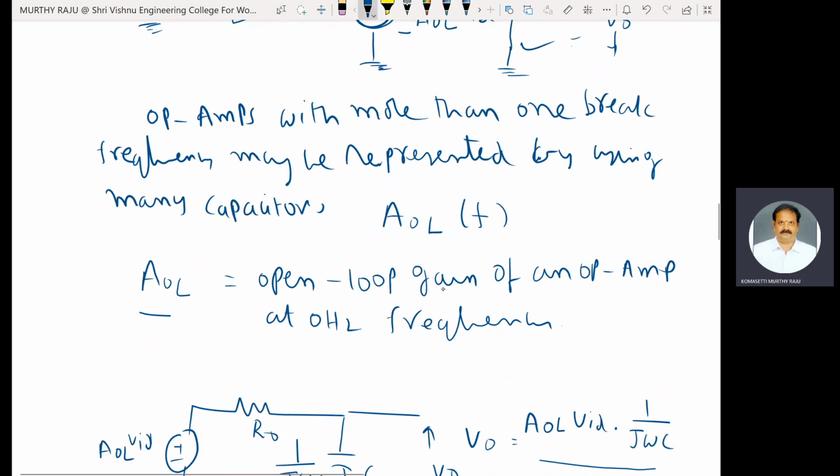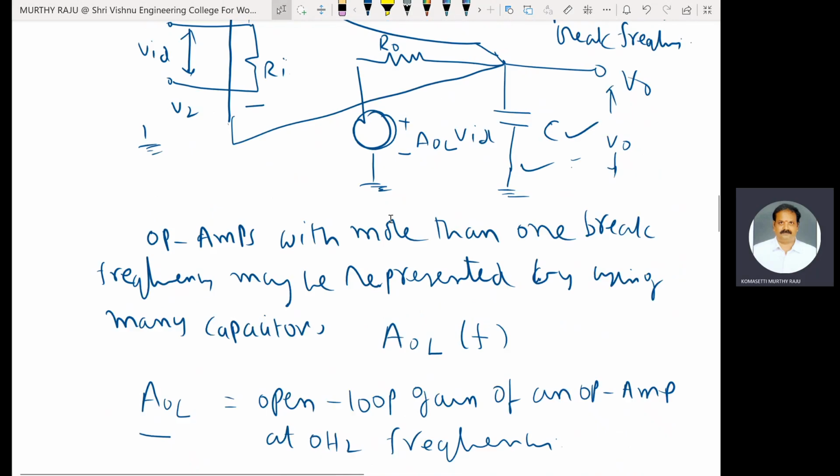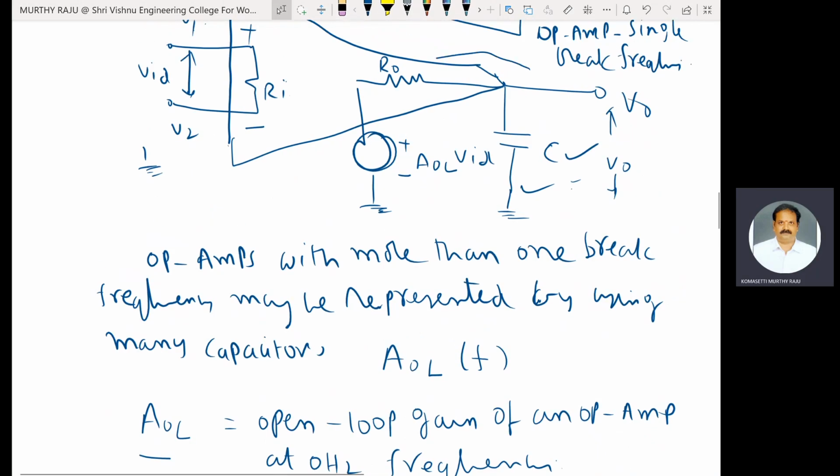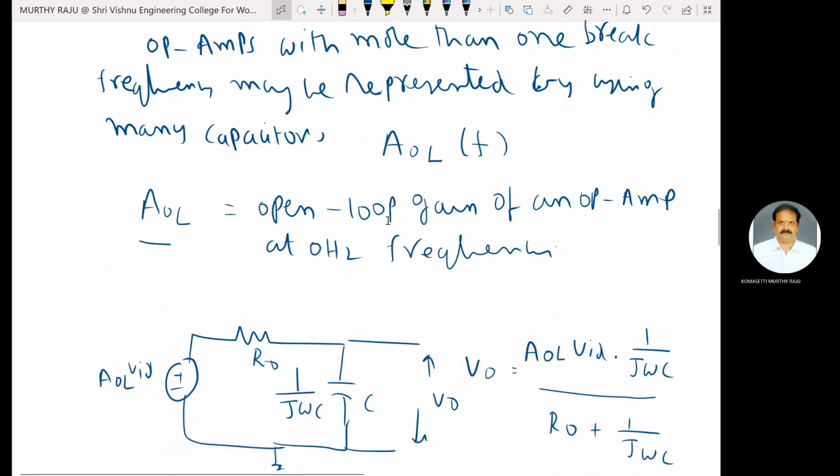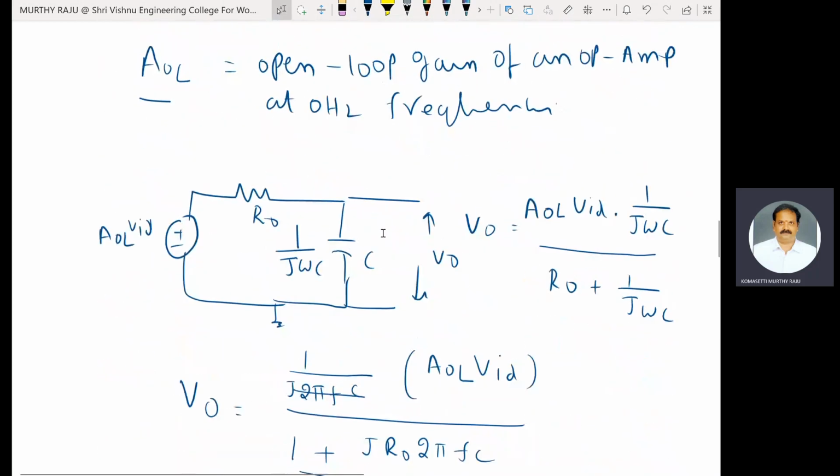AOL of f. AOL is the open loop gain of an op-amp at 0 Hz frequency. Consider this circuit. Find out AOL of f, the open loop gain of an op-amp as a function of frequency. This is AOL VID, R0, C. Consider the output section of that equivalent circuit of an op-amp.